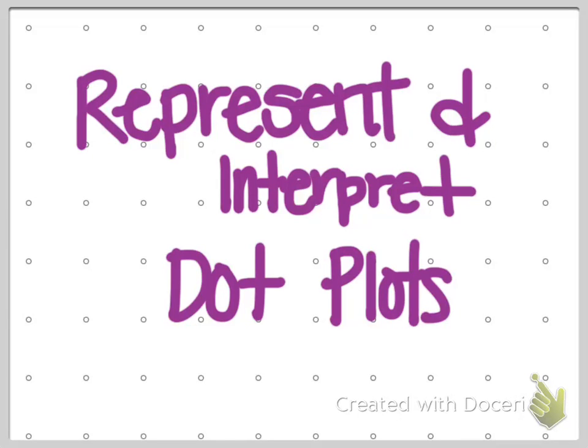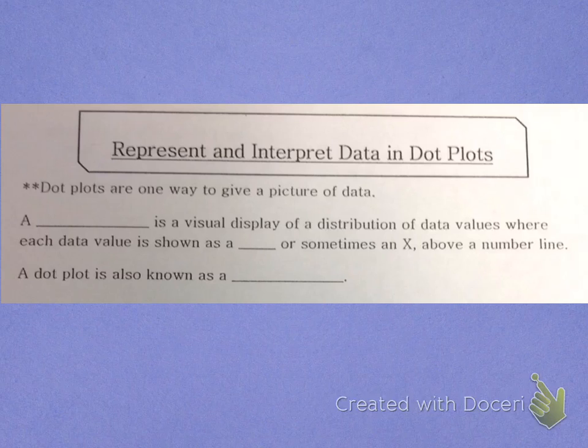Today we are going to learn how to represent and interpret dot plots. Dot plots are one way to give a picture of data. A dot plot is a visual display of a distribution of data values where each data value is shown as a dot or sometimes an X above a number line. We will be using dots. A dot plot is also known as a line plot. More frequently than not, we will describe it as a dot plot.